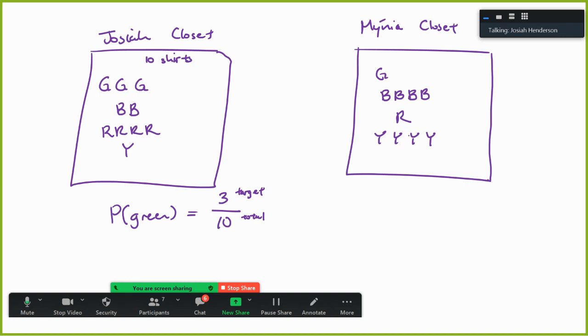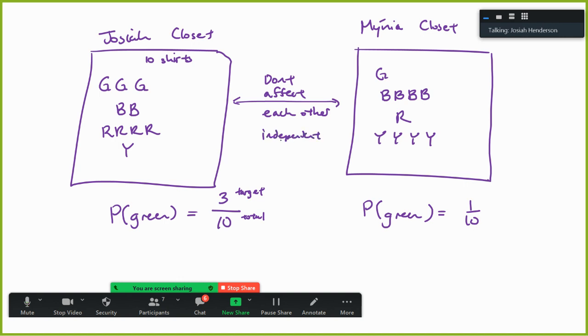So here's Manaya's closet. So same question for Manaya, though. What's the probability of Manaya reaching in the closet and also getting a green shirt? 1 out of 10. My point here, and maybe I need to rethink this example for next time, so you guys are troopers, my point here is that these two sample spaces, these two probabilities, they don't affect each other. They're completely independent of each other.